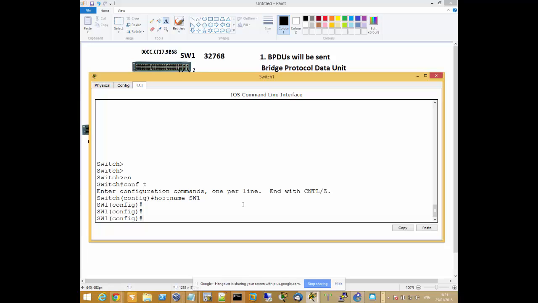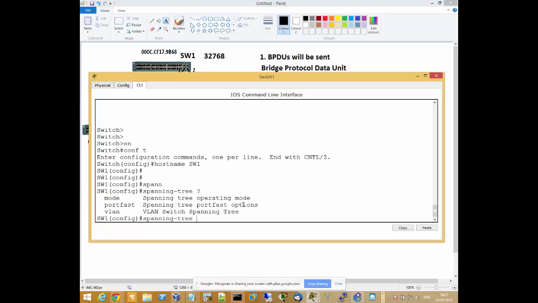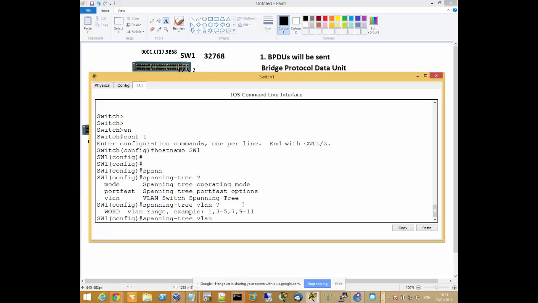Spanning tree. Oh, question mark, yeah. And then, you can't see VLAN priority, maybe. VLAN. No. That's not. So. Yep. Is it an interface command? Is it an interface command? Because I did it a long time ago, and I really didn't revise it.